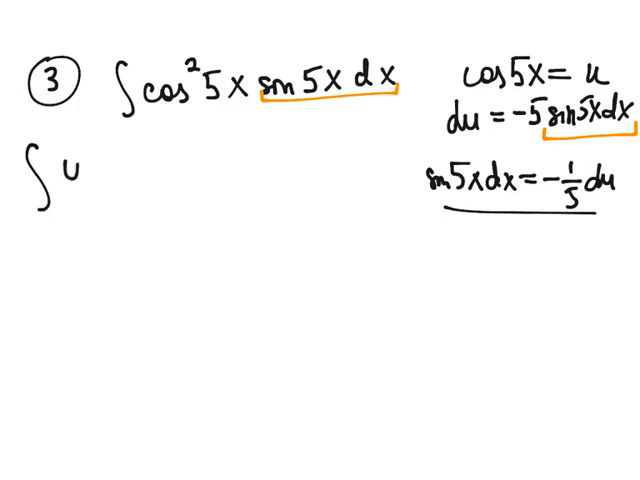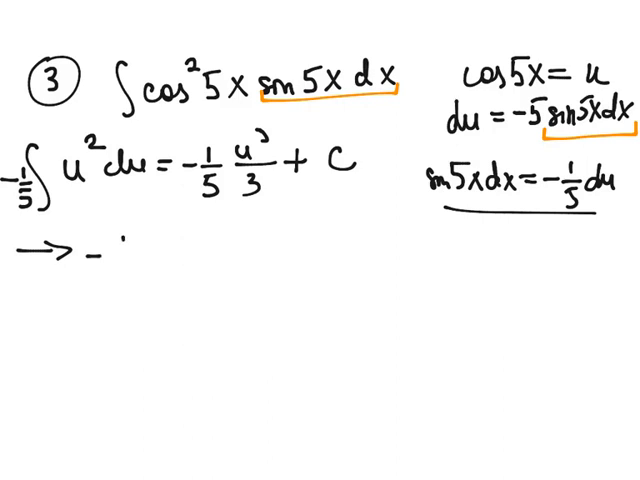So we have u squared, negative, you know what, let's pull it out, negative 1/5, and just put du. This integral is easy to solve. You can do it in seconds. It's e cubed over 3 plus c.